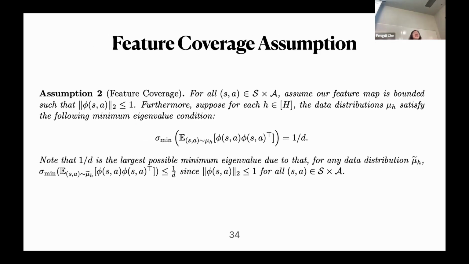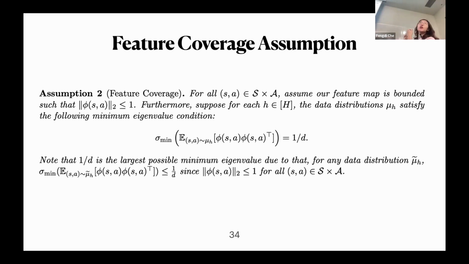First, people say let's borrow something from supervised learning. In supervised learning, people usually use a feature coverage assumption to make their data set qualified. Because this is a big assumption, let's read it line by line first. It says, for all state-action pairs, assume our feature map is bounded. This is just a very normal assumption in theory proofs to make everything simple. And then for each step H and each data generating distribution, it will generate state-action pairs.